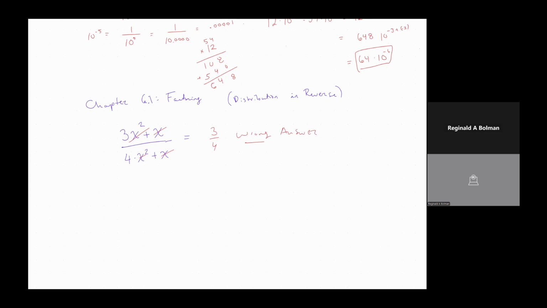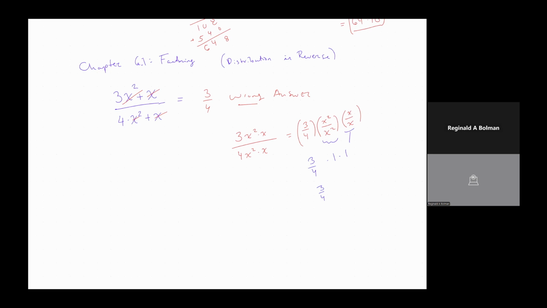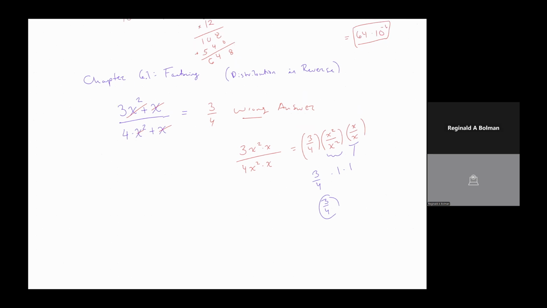And that would be okay to do if it was 3x squared times x over 4x squared times x. In this situation, because you can break open your fraction and you can essentially write it as 3/4 times x squared over x times x over x. These terms will in fact divide out. Your x squared divided by x just becomes 1. Your x divided by x just becomes 1. And you have 3/4 left over. So you have 3/4 times 1, or simply 3/4. But that's not what you've got here. You've got 3x squared plus x all over 4x squared plus x.